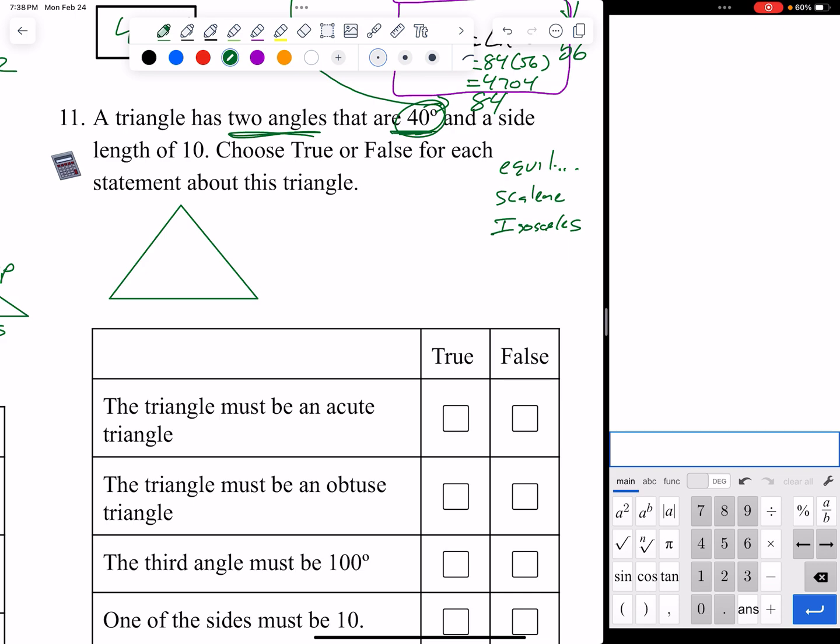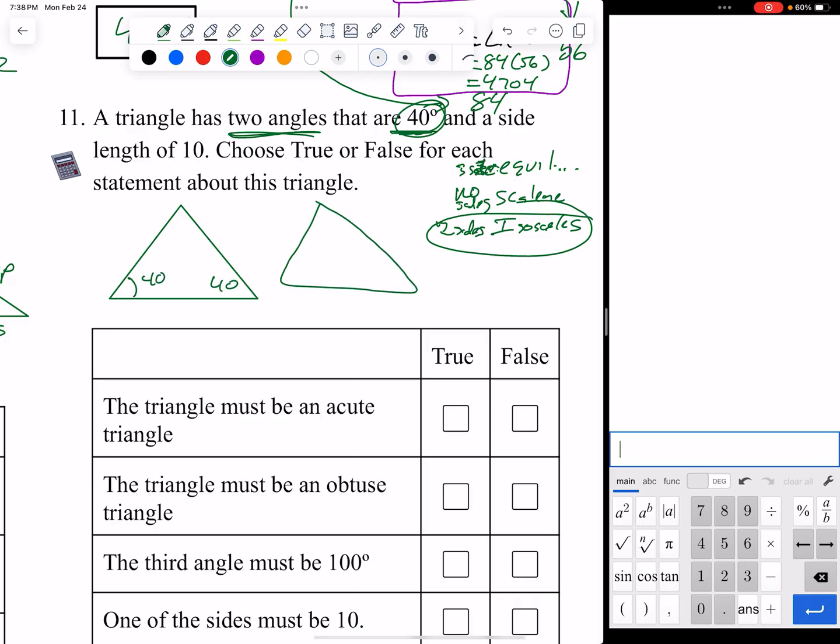So equilateral means all sides are equal. Scalene means no sides are equal. Isosceles means two sides are equal. So that is super important, because if two of my angles are the same, two of my sides are the same. So that makes it an isosceles triangle. So maybe I can say that is 40 and that is 40. Or I could have gone like this and say that is 40 and that is 40. Okay? Like, it doesn't matter. I just know two of them have to be 40.